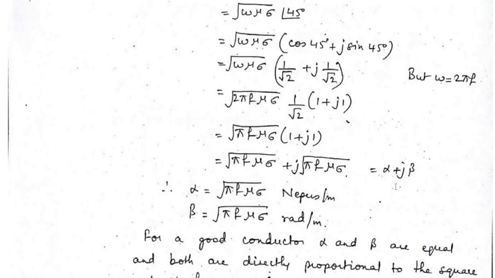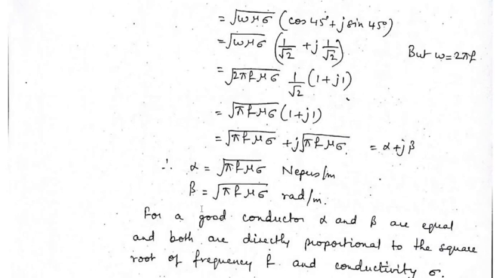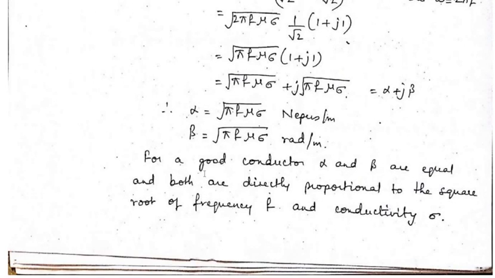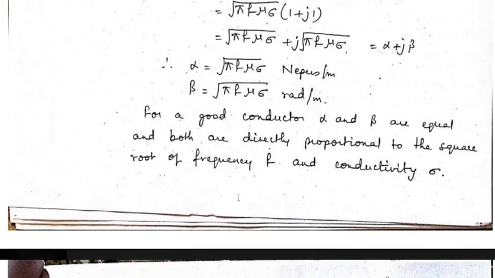Now compare this equation with the propagation constant, which is equal to alpha plus j beta. So alpha is equal to under root pi f mu sigma Nepers per meter, and beta is equal to under root pi f mu sigma radians per meter. So if you see, both of these terms are the same. So what does that mean? That in a good conductor, the attenuation constant and phase constant are equal.